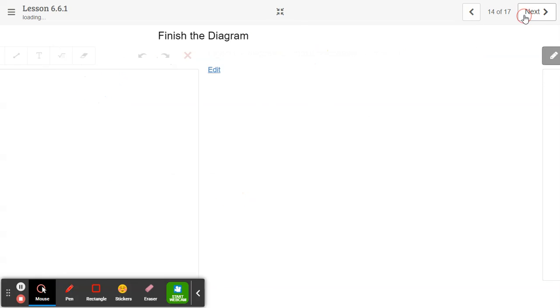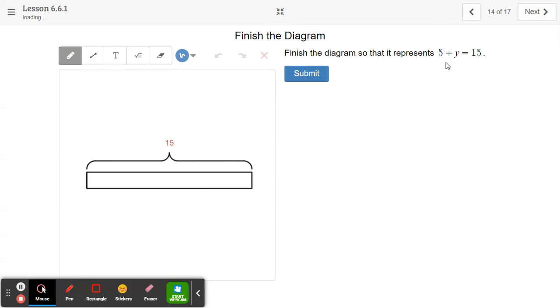This is 5 plus y is 15. So this is a little different, because it's not saying we have 5 y's, it's saying we have 5 and we're going to add it to whatever y is. Now I know that y equals 10, because we have to add 10 to 5 to make 15.